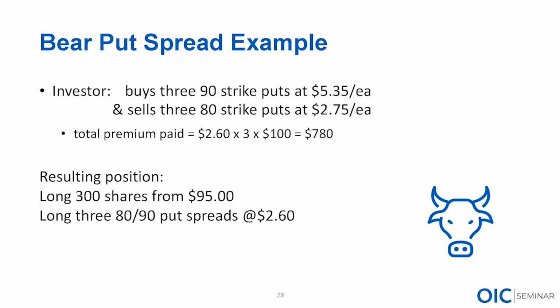Stock's up at 100. We're giving up the first 10% before our protection kicks in. But if the stock drops more than 20%, we don't have any protection.